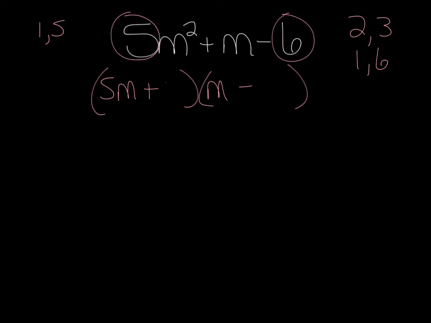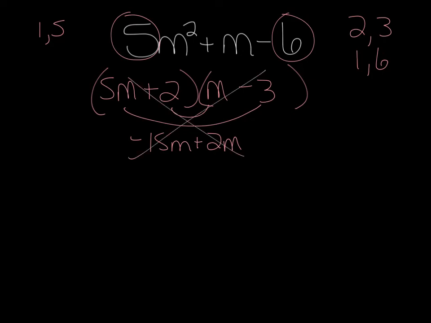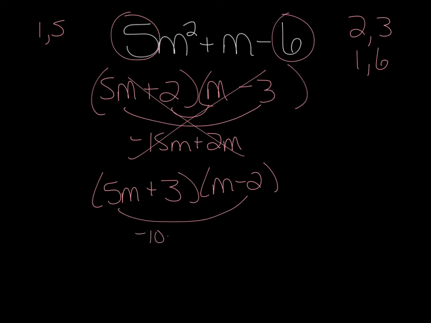If I try, for example, the 2 and the 3, I check my outer, I check my inner, negative 15 plus 2m, no go. Not good, right? You could reverse. We could say 5m plus 3 and m minus 2. Same numbers, just reversing. I get negative 10m plus 3m. That would give me a negative 7m. Neither one of those gave me a 1, so I'm going to throw out the 2 and the 3. Then I'm going to try again.